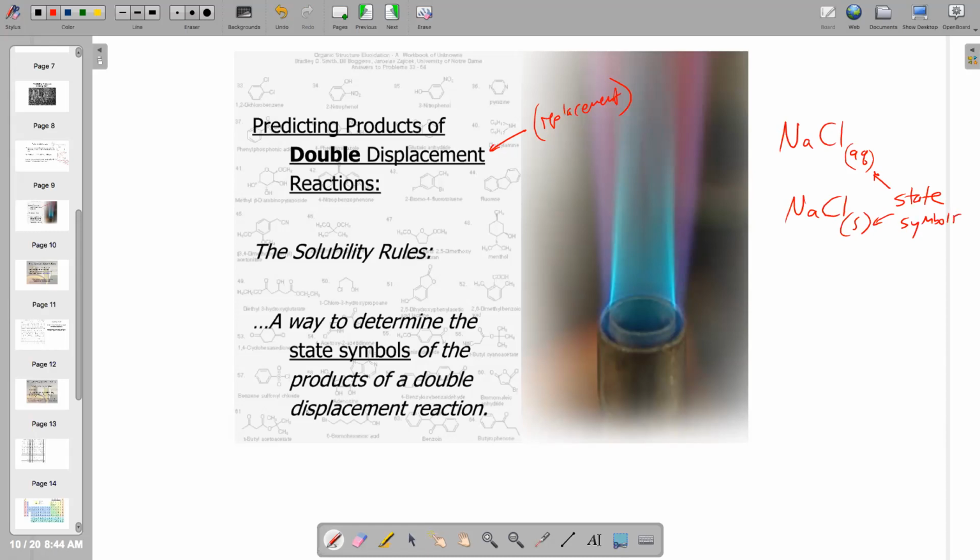Solid or liquid also refer to phases, but aqueous isn't really a phase or a state in terms of being solid, liquid, or gas. But aqueous tells you that something that was solid, that's now in water, has already dissociated.